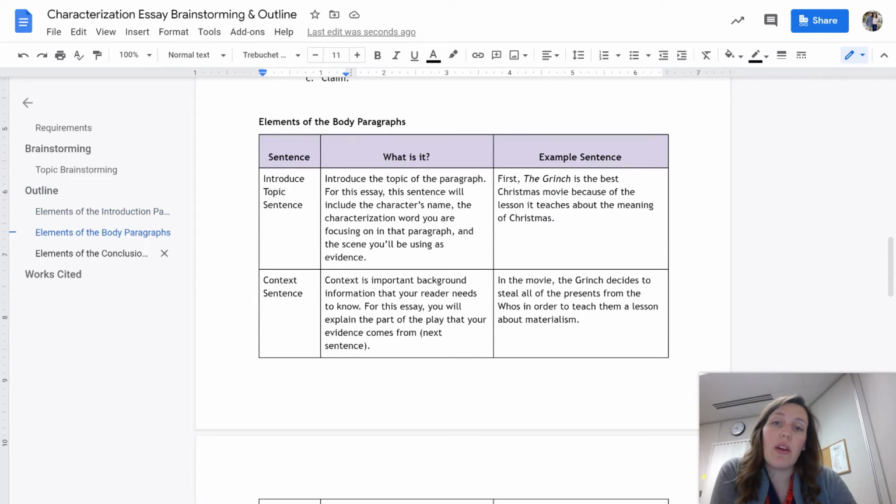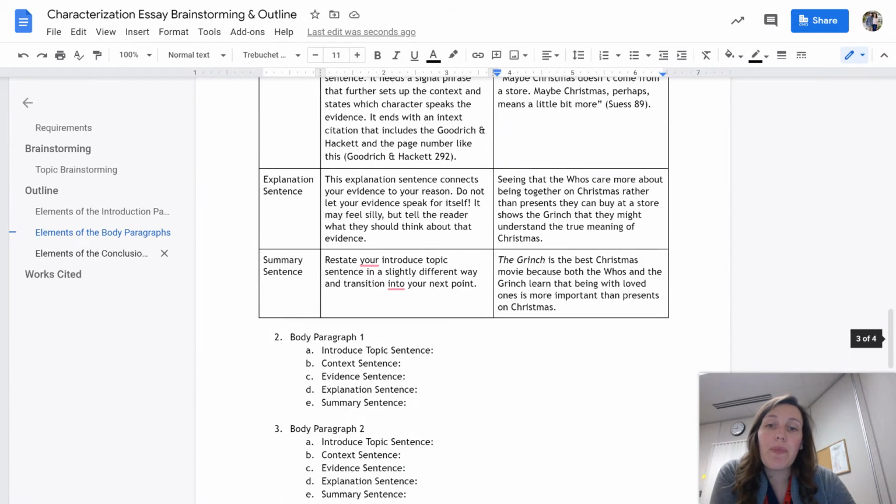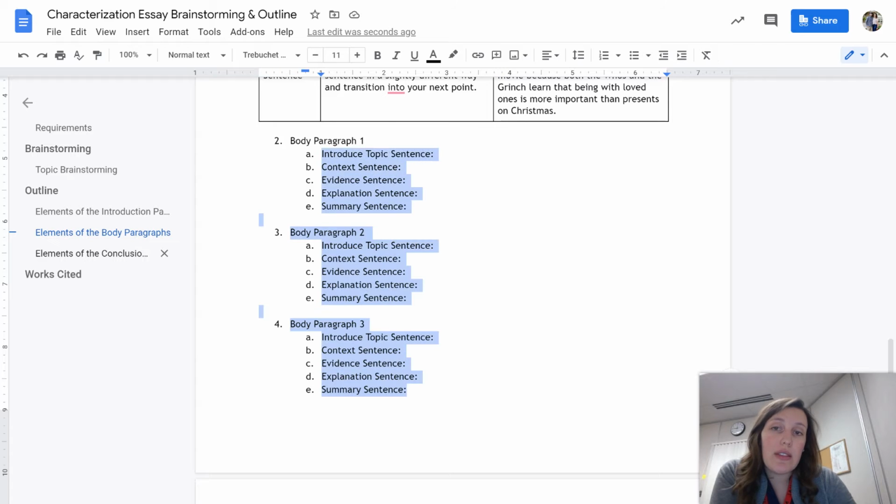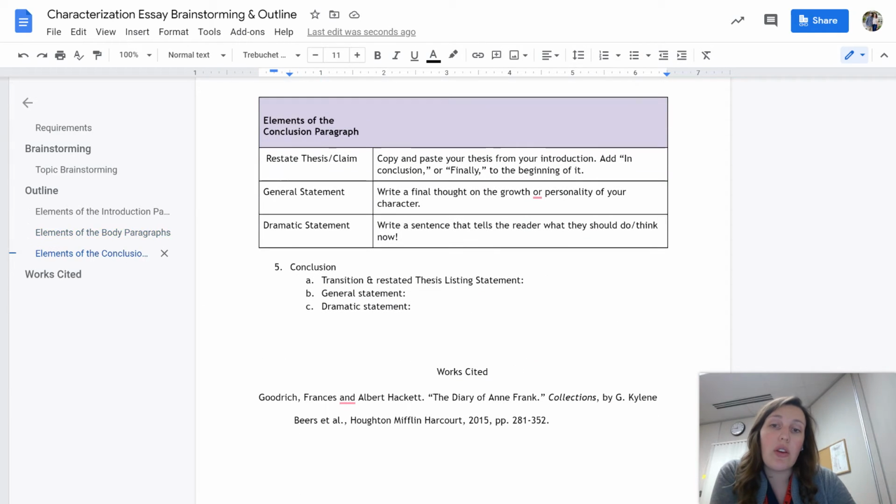And then if you keep scrolling down, body paragraph, sentence, what is it, an example, and then you'll write your sentences here, and then conclusion, and you'll write your sentences here. So this will be your whole paper when you're all done. It just has the directions built right into it.